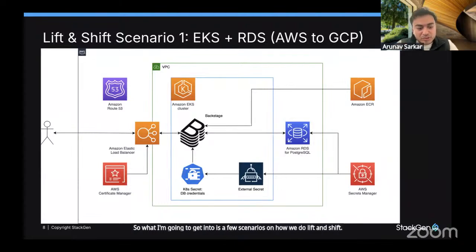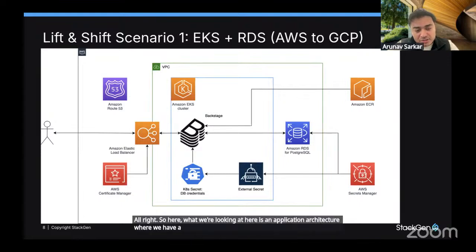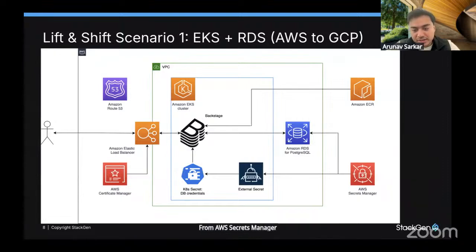So here, what we're looking at is an application architecture where we have a Kubernetes cluster running on EKS. Within this cluster, we're running Backstage and a few other applications. That part doesn't matter. And within this cluster, we are loading in secrets from AWS Secrets Manager. We are pulling in container images from ECR.